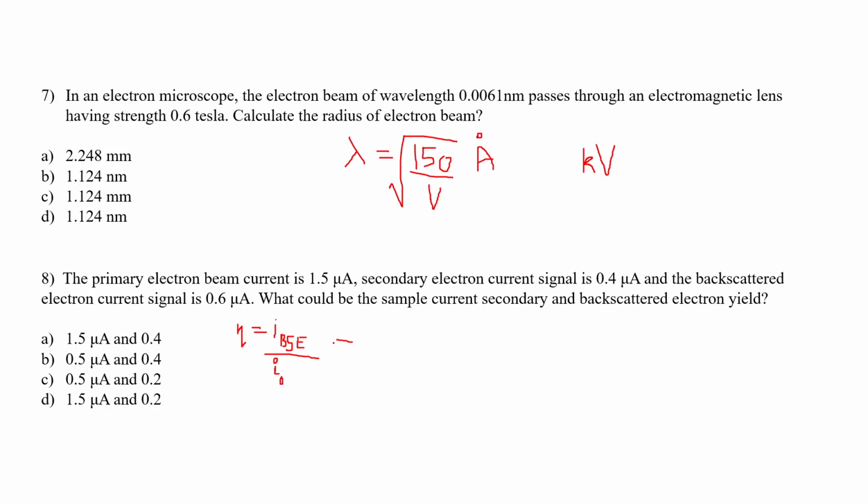Your backscattered electron current is given as 0.6 microampere and your beam current is given as 1.5 microampere. Can you calculate it now and tell me what the backscattered electron yield will be? Yeah, so it will be 0.4.